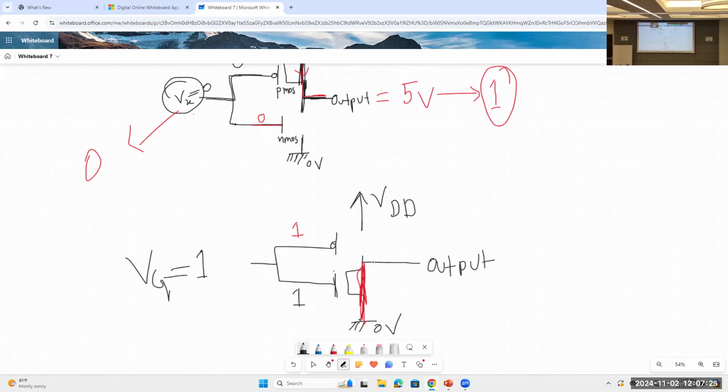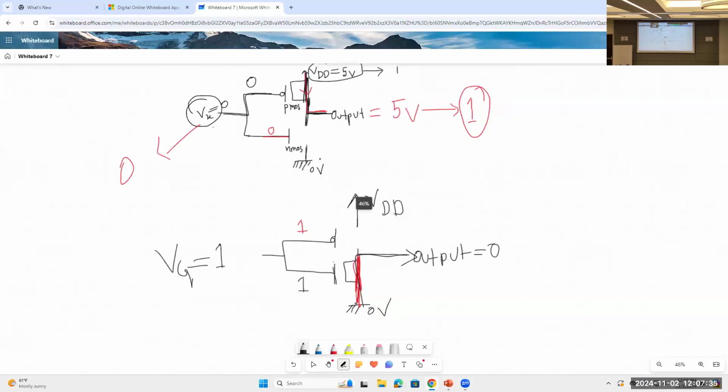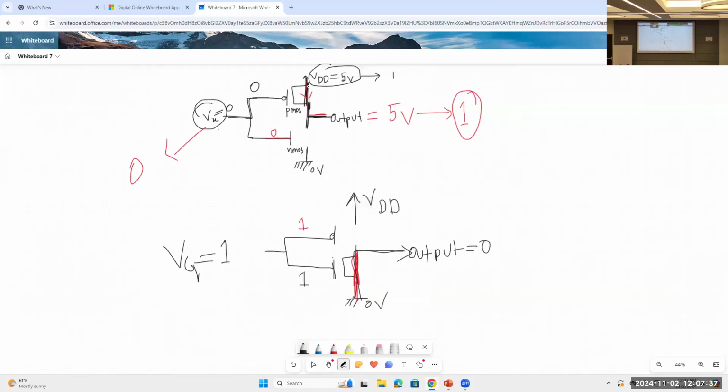Here output is connected to 0, right? So what will be the output? 0. This 0 will come here. Okay. So in the first case, the PMOS was on and VDD comes to output. I mean the 5 volt or logical 1, whatever, comes to the output. And here NMOS is on, which is connected to the 0 volt. So output gets 0 here.